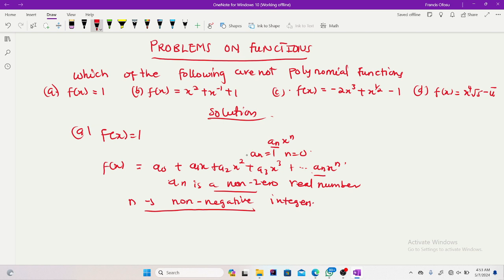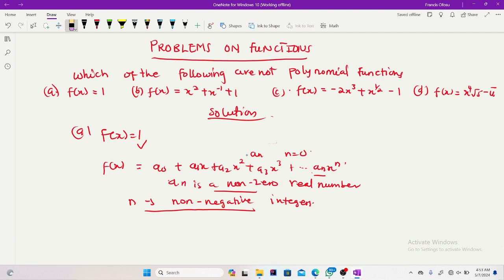So what this is trying to say is that comparing our f of x is equal to 1 to our polynomial function, it satisfies it because 1 here is a non-zero real number. Then the x which should have been here has n equal to 0, making it 1, and it's also a non-negative integer. So therefore, f of x is equal to 1 is perfectly a polynomial function. Okay, so now let's check the b part.